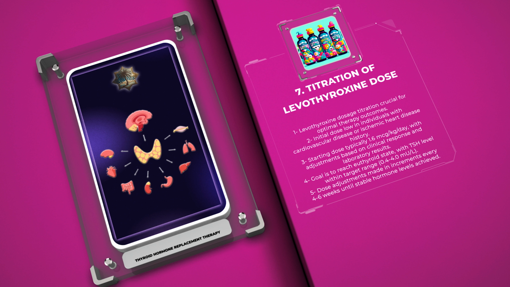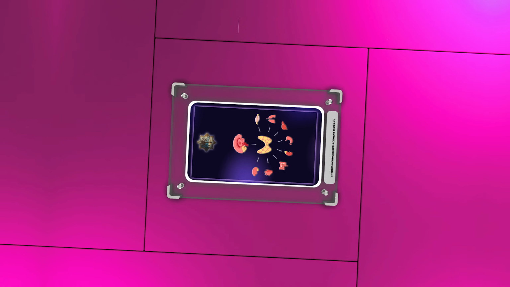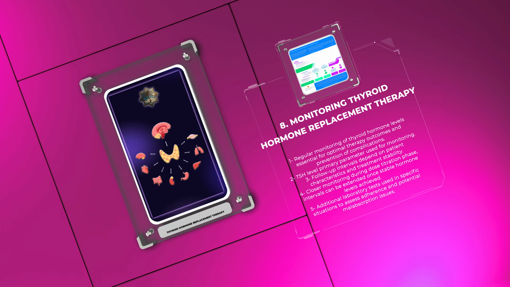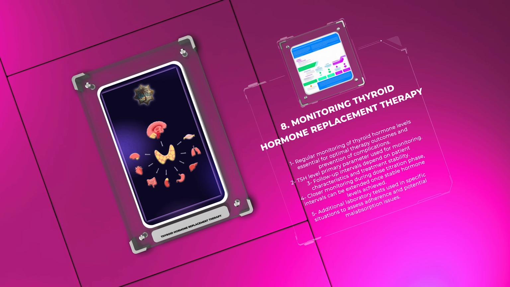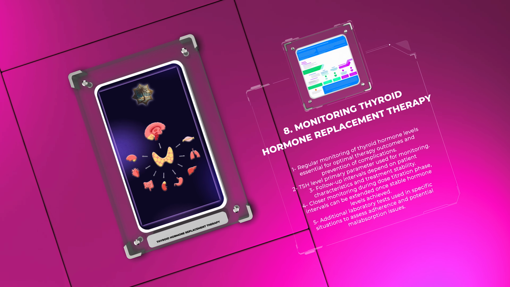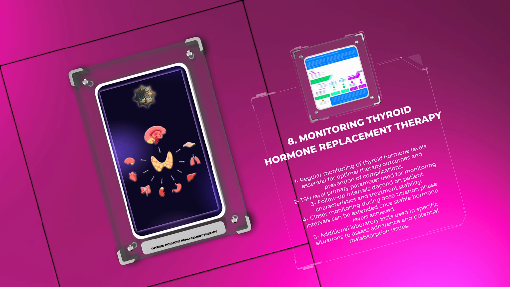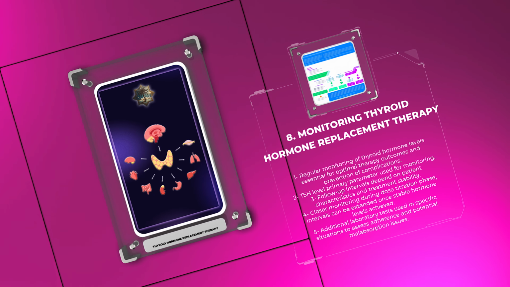Close monitoring of clinical symptoms and laboratory results is crucial during the dose titration period. Excessive levothyroxine dosing can lead to thyrotoxicosis, while suboptimal dosing may result in persistent hypothyroidism. Regular monitoring of thyroid hormone levels is essential to ensure optimal therapy outcomes and prevent complications. The primary laboratory parameter used for monitoring is TSH. In most cases, TSH levels should be maintained within the target range for the specific patient population.